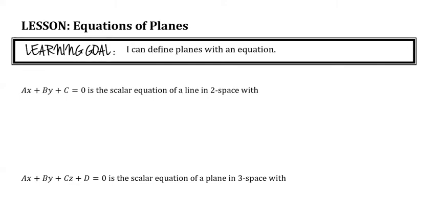Quick review. This is the scalar equation of a line in 2 space. And what is the normal to this line? Vector A, B. And therefore, a direction vector would be, this is just a review of what we talked about, negative BA.